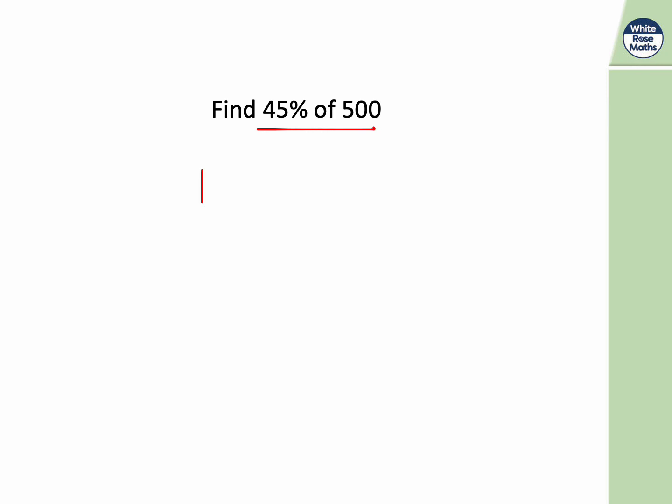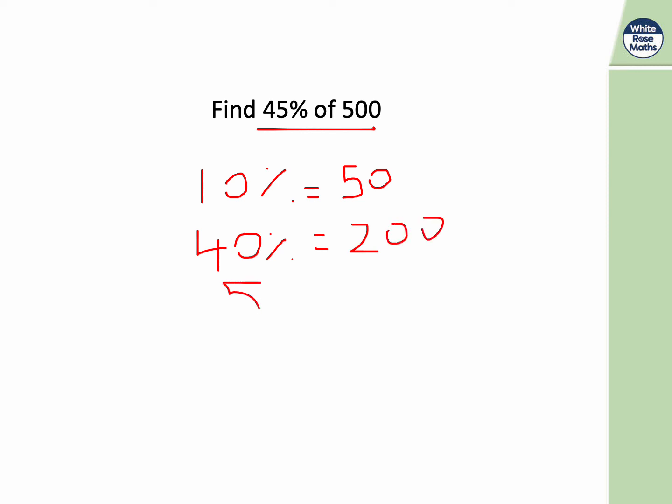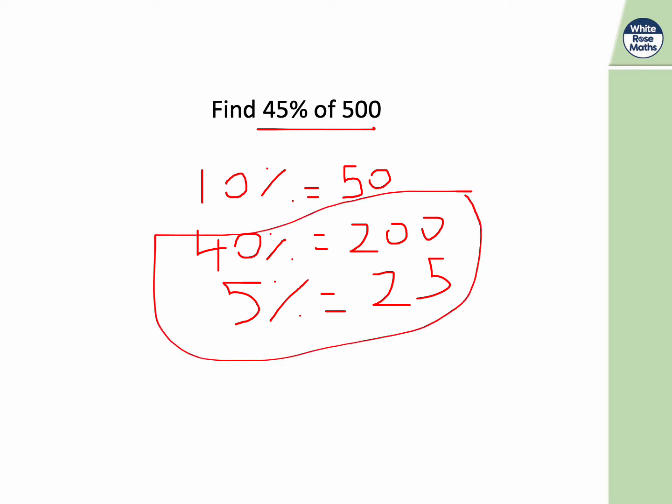Well, I'm going to work out what 10% is. So 10% of 500 means I divide it by 10. So 500 divided by 10, and I get 50, guys. 40%, well, that's just 4 lots of 50, so 50 times 4, which is going to be 200. And then 5% is half of 10%, so half of 50 is 25. Adding these two last numbers together, because that gives me 45%, I get the answer of 225.